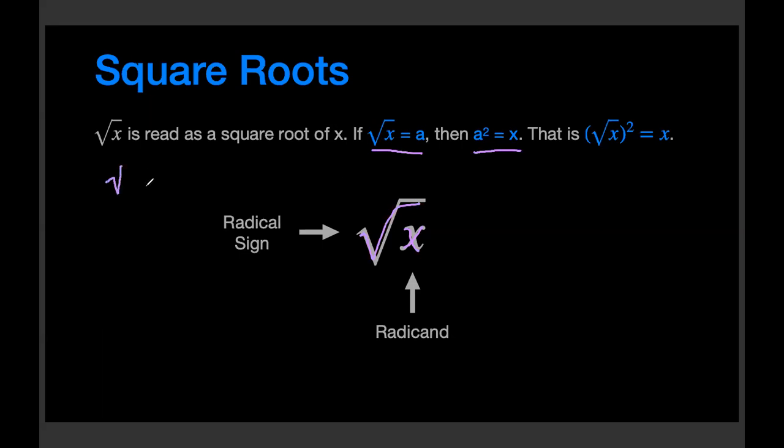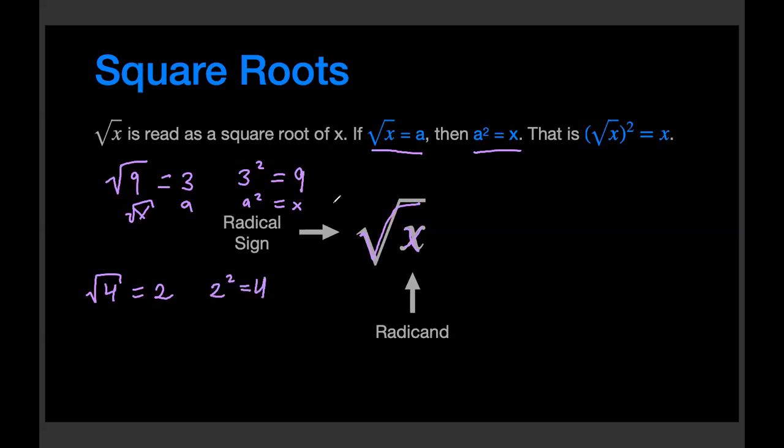So we just said that the square root of 9 equals 3. That means 3 squared equals 9, right? So this would be our x, our a. Here's a squared equals our x. Square root of x equals a. And we can do this with other things, right? Like the square root of 4 equals 2, then 2 squared equals 4, right? Works both ways.